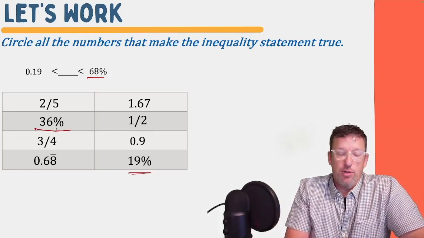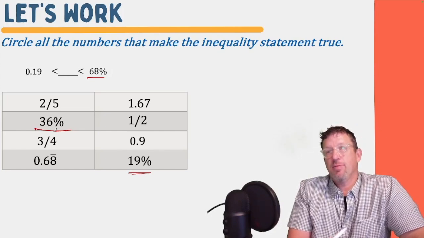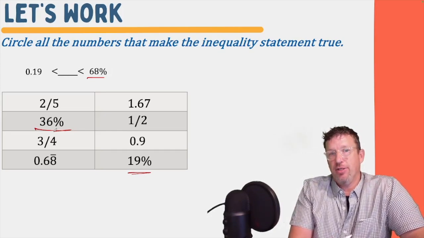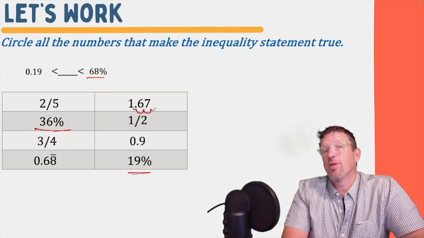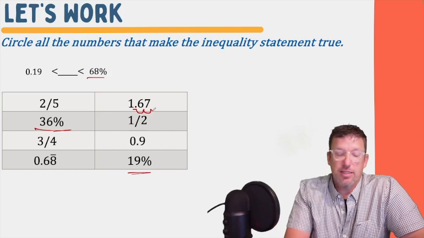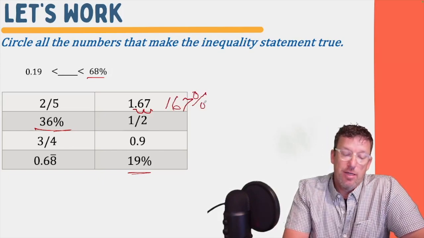Okay? So the easiest ones to do are decimals to percents, because a decimal to percent means you're just multiplying it by 100. So 1.67, move the decimal. When you multiply by 100, you're just moving the decimal 2 places. So now we have 167%. We have this decimal right here, 0.9. Let's move it over, add that 0, and now we have 90%.